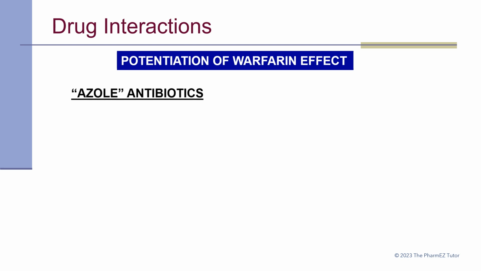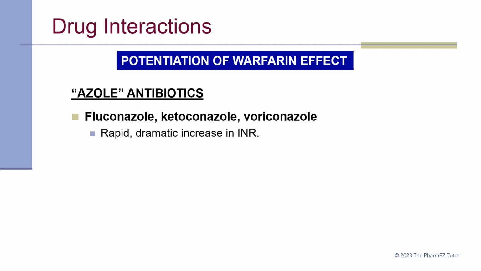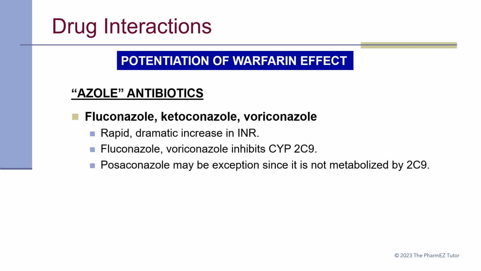Let's talk specifically about the azole antibiotics. These antifungals, fluconazole, ketoconazole, and voriconazole, cause a rapid, dramatic increase in the INR. Fluconazole and voriconazole inhibit CYP2C9. Posaconazole, on the other hand, may be an exception since it is not metabolized by 2C9.